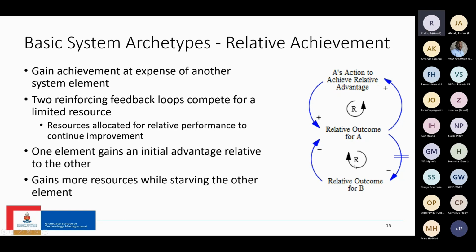So these two reinforcing loops compete with each other for the limited resource, and your resources keep being allocated for the relative performance to try and encourage both A and B to have the best possible performance. However, for some reason, the one element gains an initial advantage over the other and then gains more and more resources while starving the other one.